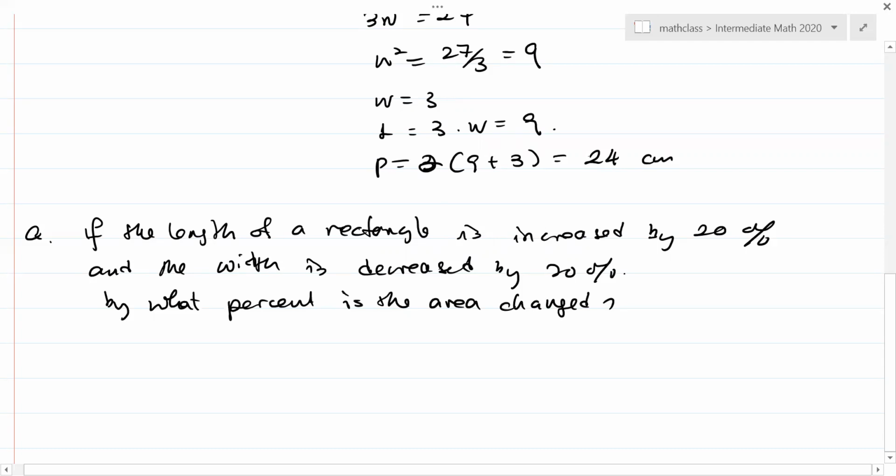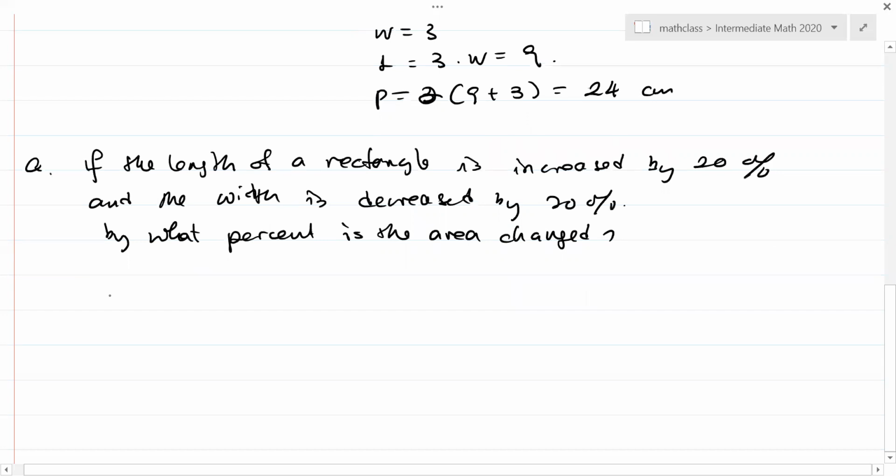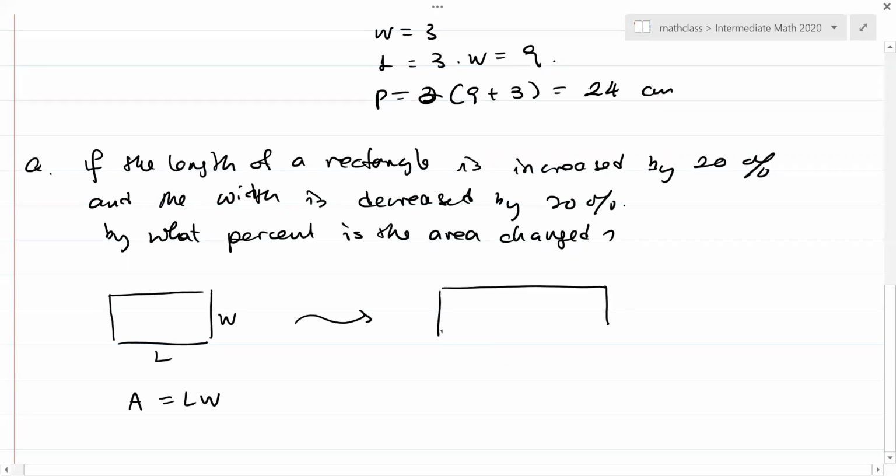All right, again, draw the picture because we're talking about a rectangle. This is L, this is W. The area is going to be L times W, right? So this is going to be changed to another one. The length is increased by 20%. The width is decreased by 20%, so it's a little bit longer here, L prime, right?